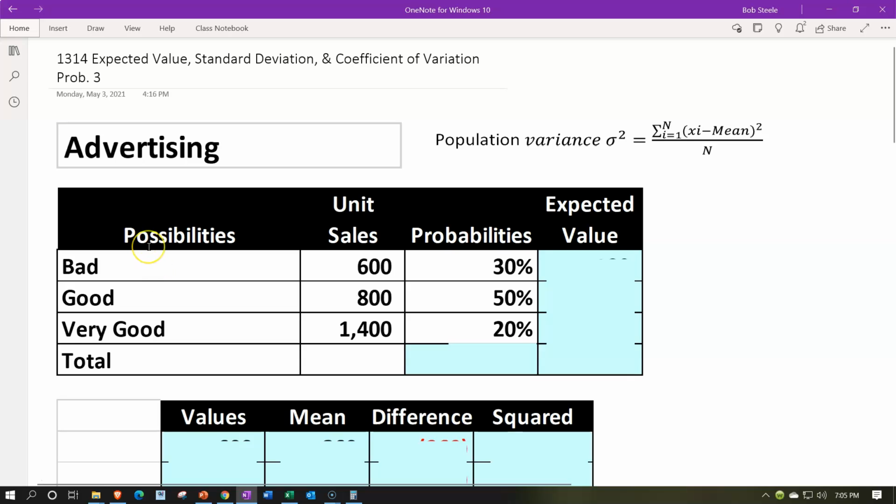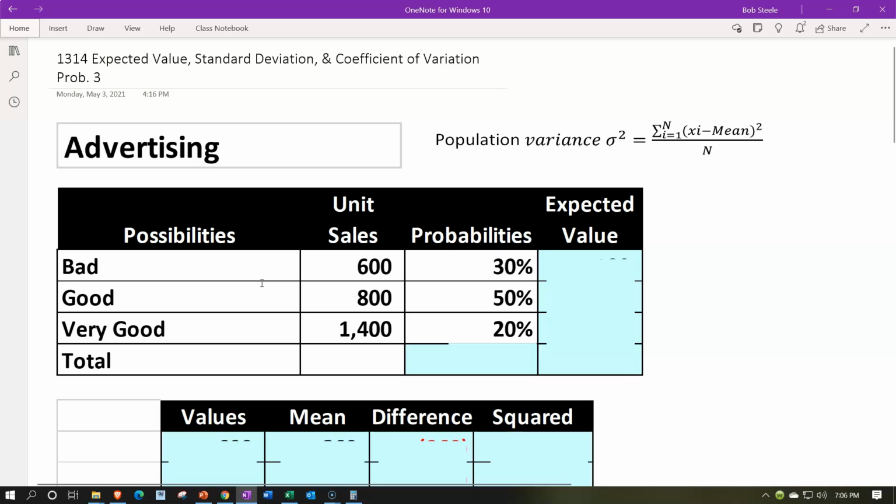So we have our possibilities down below. We're imagining an advertising campaign. We've got the categories of bad, good, and very good. Note that the categories are not as important as, of course, the numbers within the categories, but they can give you an idea of what we're talking about in terms of the category names.